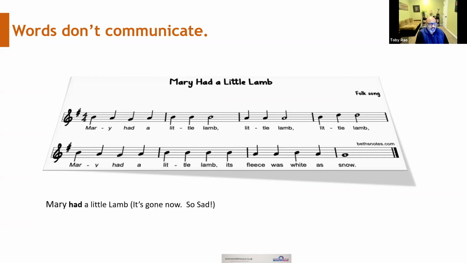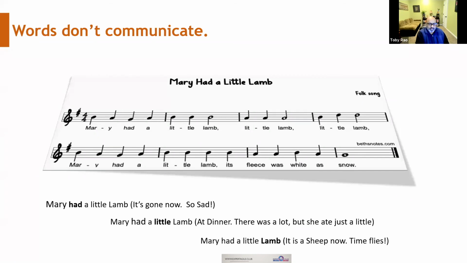So he said, okay. Mary had a little lamb, in past tense. Mary had a little lamb, but it's gone now. So sad. She doesn't have that lamb anymore. And the other one he said is, Mary went to dinner and there was a lot of lamb there, really nice lamb chops. But she had just a little lamb. She couldn't eat much. She just ate a little lamb. And then he said, Mary had a little lamb, but it's all grown now. It's a sheep. You know, time flies.